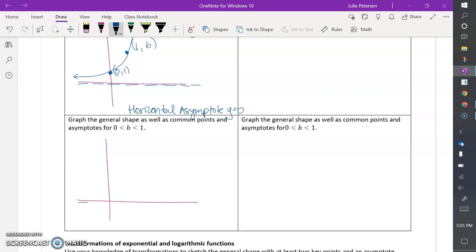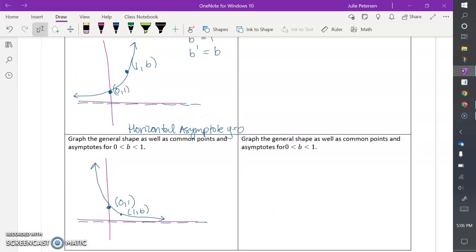Same deal. We've got our horizontal asymptote, y equals 0. Same y-intercept of (0, 1). The only difference this time is that the next point that we put on the graph, (1, b), is going to be over 1, and it's going to be down. It's going to be decreasing. So (1, b). And so then we can see this exponential decay here. So they share these points of (0, 1), (1, b), and the horizontal asymptote of y equals 0.